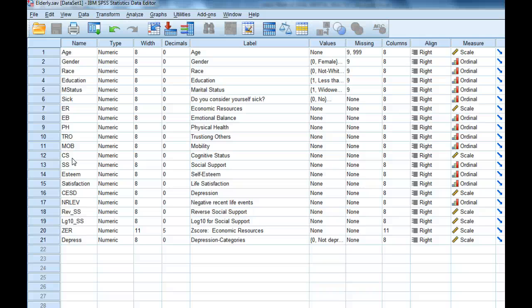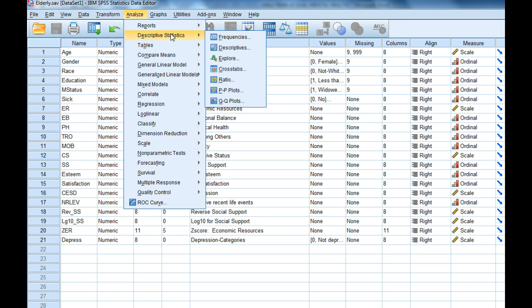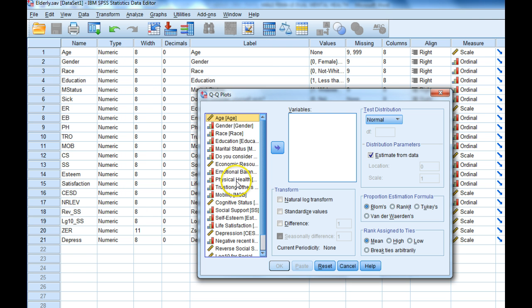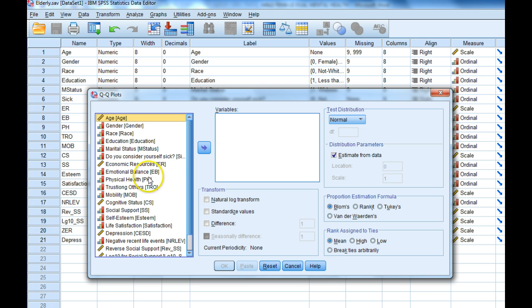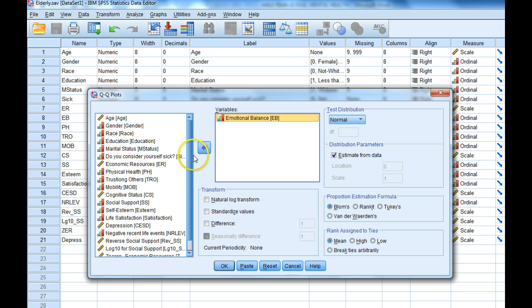The next step is to look at the normality, and again, the QQ plot for each of the variables would be looked at in order to look at the normality of the variables. So we're going to descriptives, and our QQ plot, we could plug in our variables, the emotional balance, and then the cognitive status. Again, by default, the distribution will be normal that we're comparing this to.